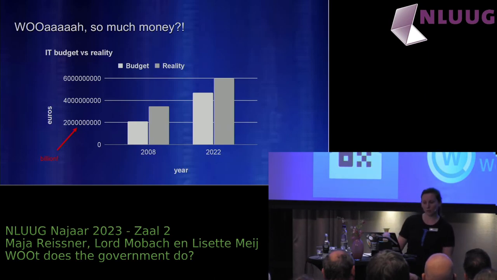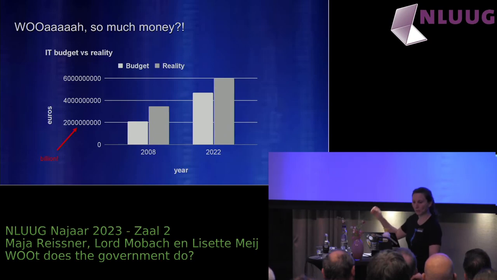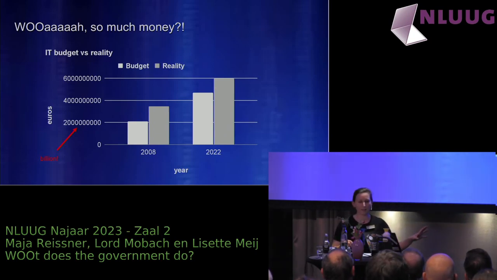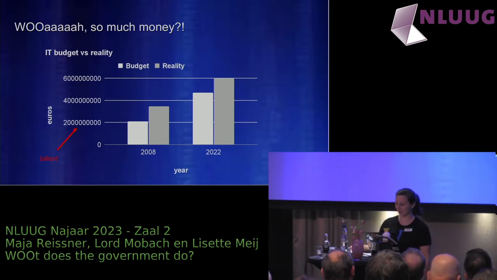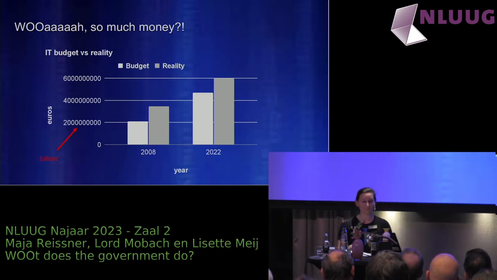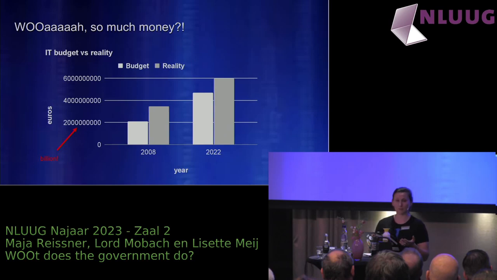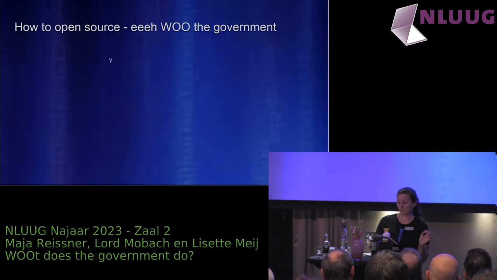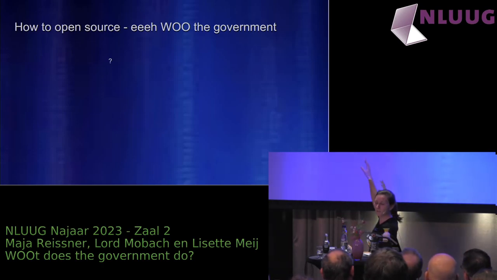So how to open source, I mean, woo the government. We already had it a bit in the beginning, but what can you do now when you really want to have the code? So you can't just ask for the open source code. Oh, wait a second. Oh, this is really small. It was a huge question mark there. Imagine it being huge.